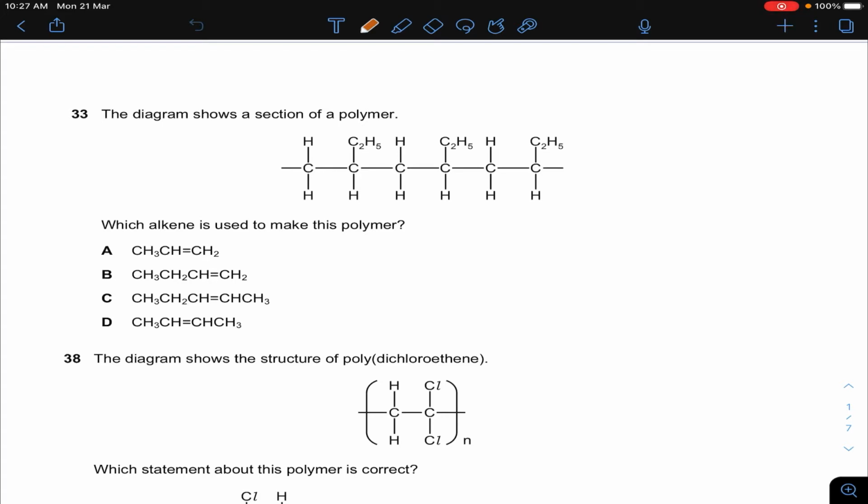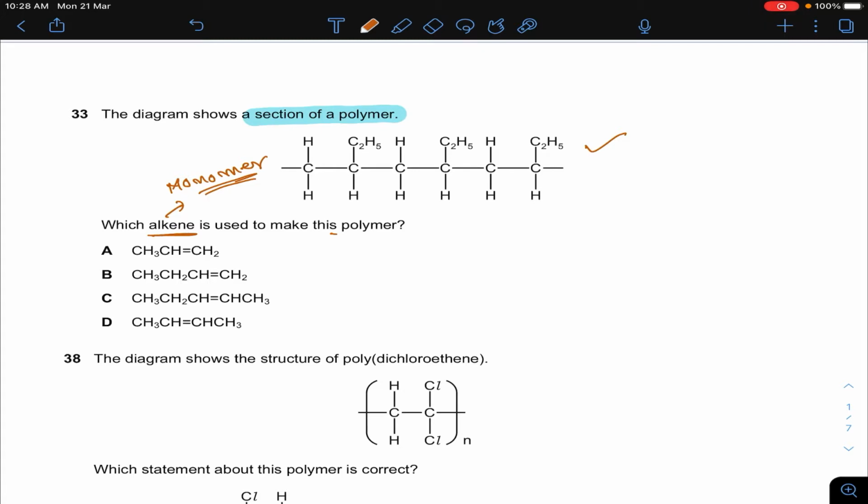First, these are some questions from P1. Let's start with question number 1. The diagram shows a section of a polymer. This is the polymeric chain. The question is, which alkene is used to make this polymer? So we have to find out the structure of the monomer.